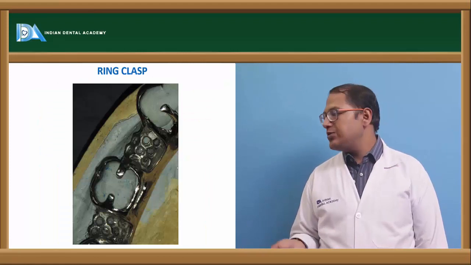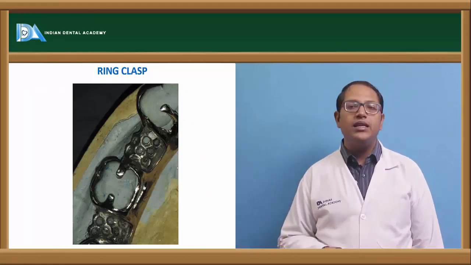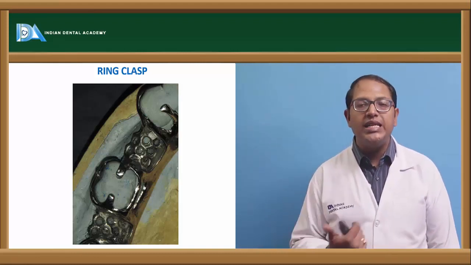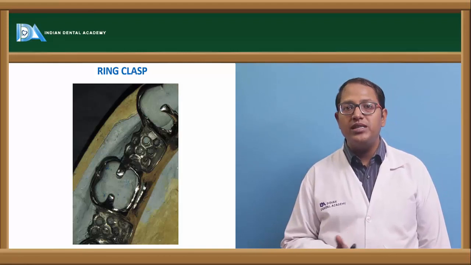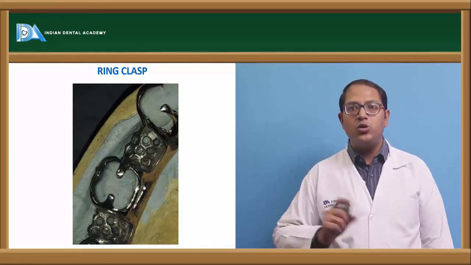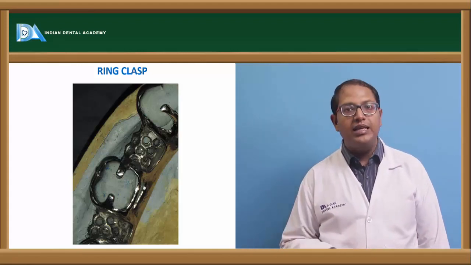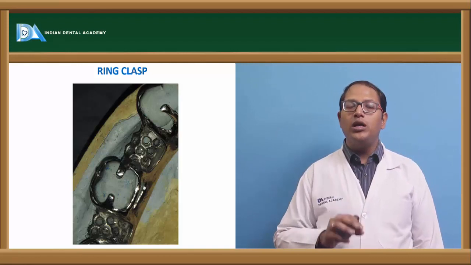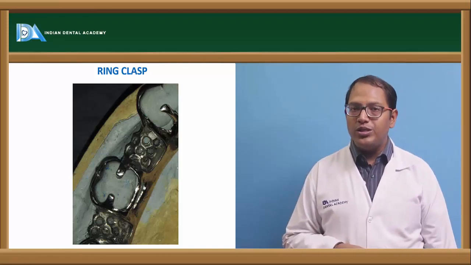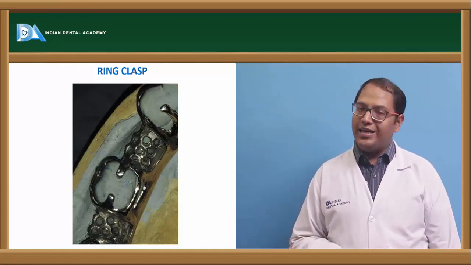Coming to the ring clasp, where is it indicated? In tipped molars. Basically, in the case of tipped molars, we use a ring clasp. The basic advantage of a ring clasp is its encirclement. The encirclement of a ring clasp is a total 360-degree encirclement. So in those cases it gives good stability, but only where there is a tipped molar. You cannot use a crown or a telescopic crown in those tipped molar cases. There we can go ahead with placing a ring clasp.